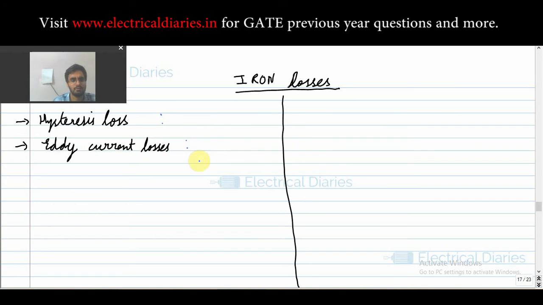In this video our main focus is how to solve questions and what formulas you need to remember. Hysteresis loss and eddy current losses are iron losses, and you must always remember that these depend only on voltage and frequency. No matter what load you connect, no matter what current is flowing, these losses depend on voltage and frequency.